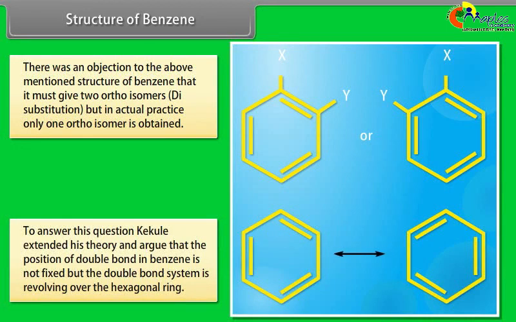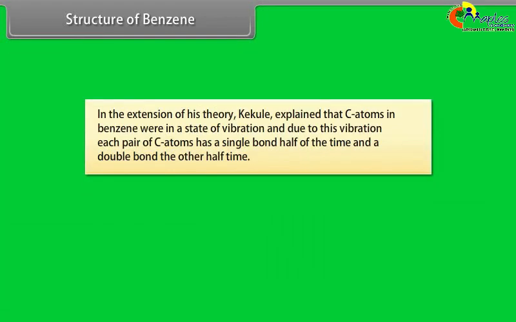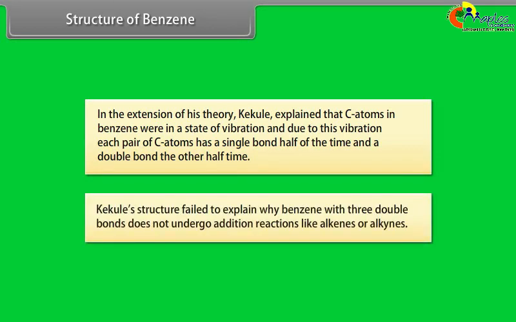To answer this question, Kekulé extended his theory and argued that the position of the double bonds in benzene is not fixed, but the double bond system is revolving over the hexagonal ring. He proposed the given structures and said that all C-C positions have a partial double bond character. In the extension of his theory, Kekulé explained that C atoms in benzene were in a state of vibration, and due to this vibration, each pair of C atoms has a single bond half of the time and a double bond the other half of the time. Kekulé's structure failed to explain why benzene with 3 double bonds does not undergo addition reactions like alkenes or alkynes.